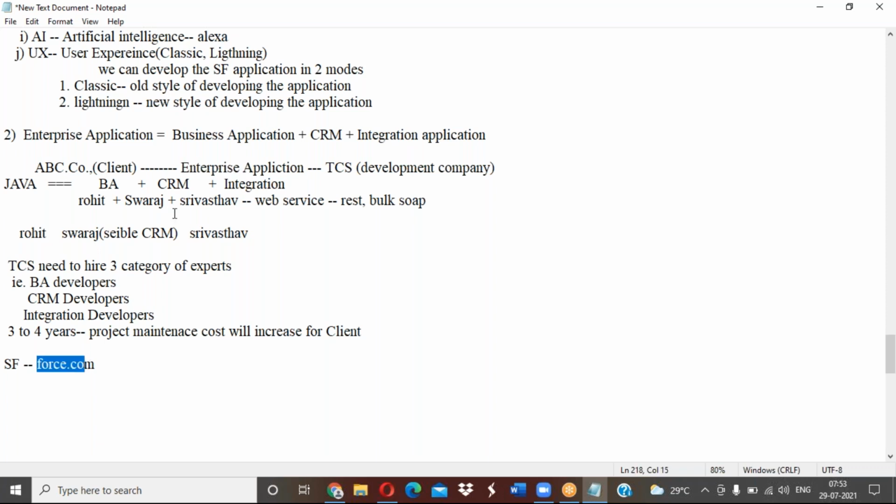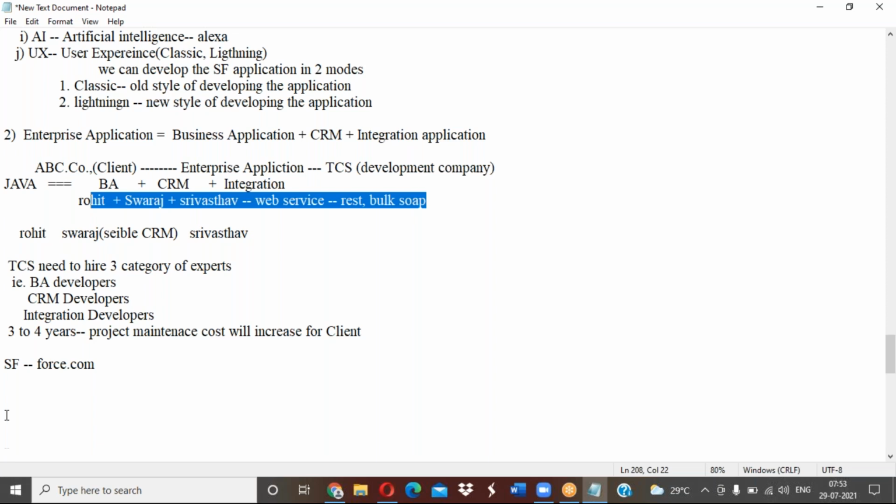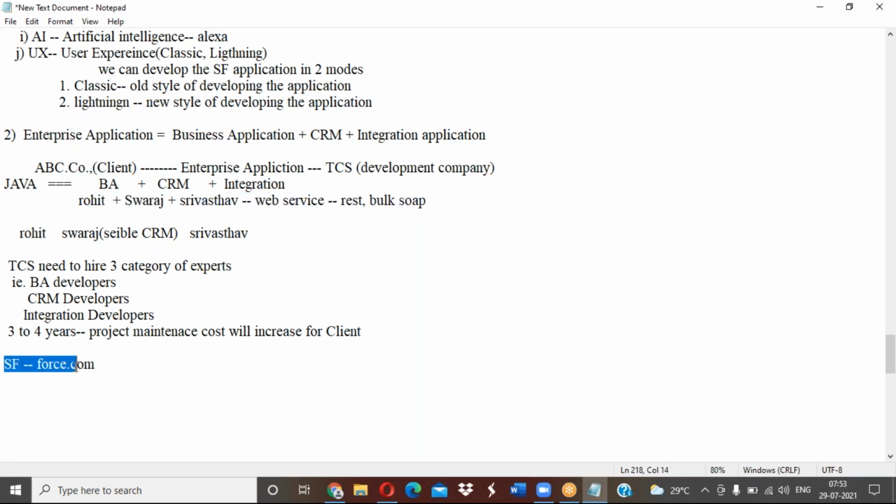On force.com platform, if you want to develop the enterprise application, suppose TCS recruited Rohit. Rohit knows complete Salesforce, in and out. So Rohit is the person who can develop what? Business application. And ERM application. And integration application. The whole enterprise application you can develop on force.com platform.